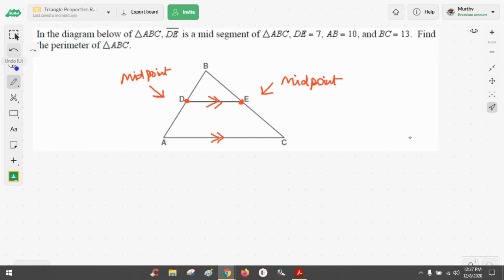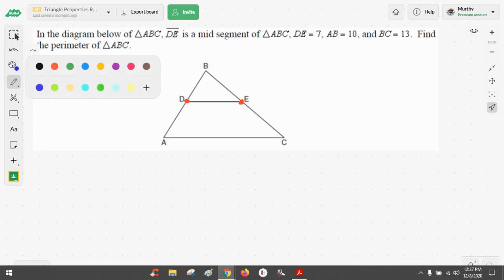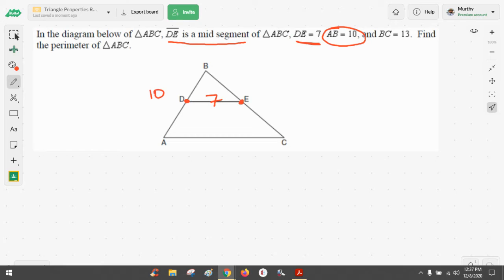Now let's read the given information, what the question says. In the diagram below, let me underline the key points. DE is a mid segment, DE is 7, so label the parts. AB is 10 units. Please remember, D is the midpoint, so this one will be divided as 5 and 5.